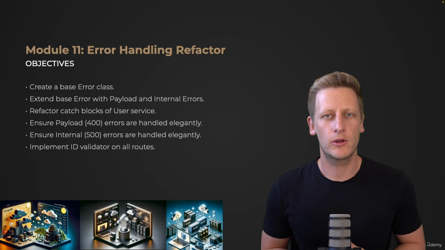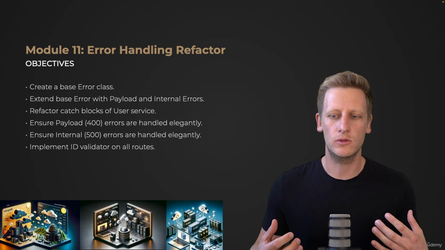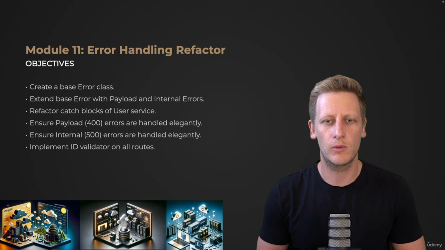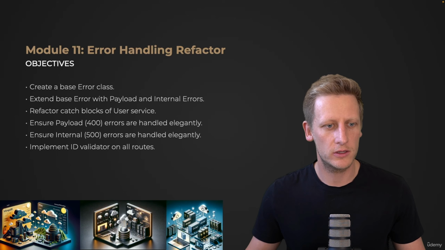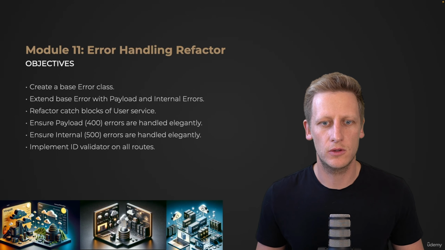So we're going to go ahead and create a base error class, and then we're going to extend that base class with two different types of errors. For now, we're going to do internal errors and payload errors, but the base class will then allow us to extend it with any other errors such as authentication and any other type of errors we want to include in our API. Once we've got those classes set up, we'll go ahead and refactor the catch blocks to make use of those error classes. We'll make sure that all the errors are handled elegantly. The last piece is a little validation on our user routes, and that's just going to make sure that we're sending through valid IDs. So we'll get started with this in the next lesson. I'll see you over there.